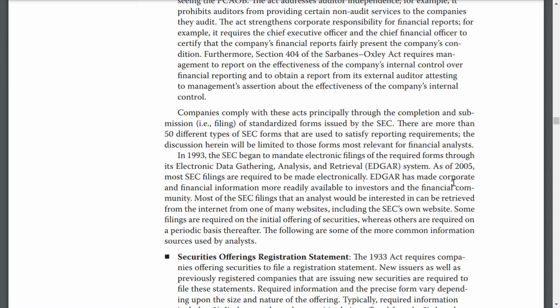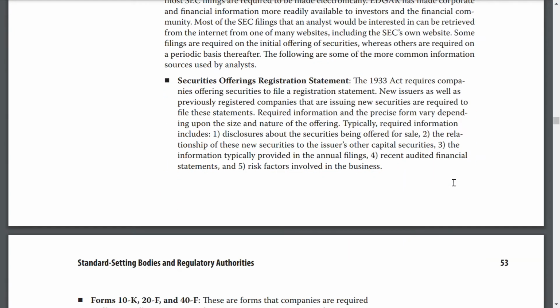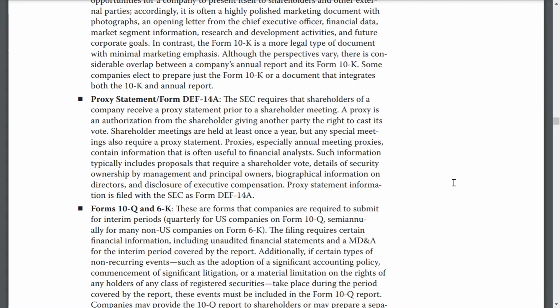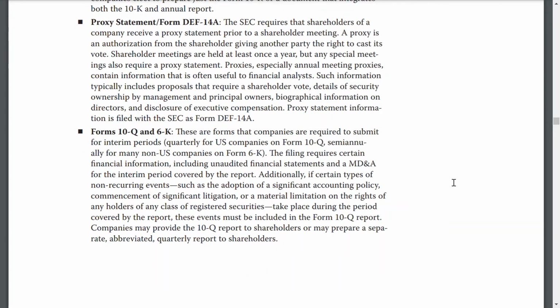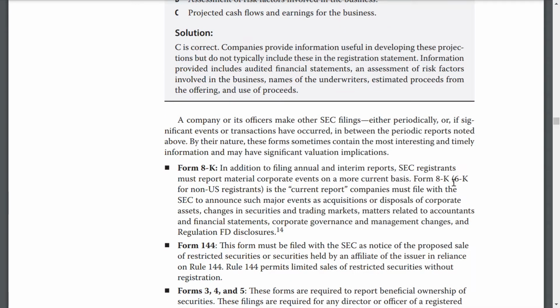Most of the SEC filings an analyst will be interested in are these. Securities offering registration statements. We have Forms 10-K, 20-F, and 40-F, the annual reports. Proxy statements, Forms 10-Q, 6-K. So these are examples of the SEC requirements. Furthermore, we also have Form 8-K, Form 144, Form 145. We have Form 11-K.